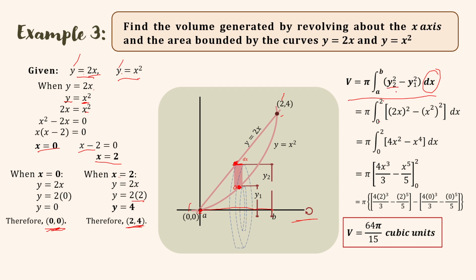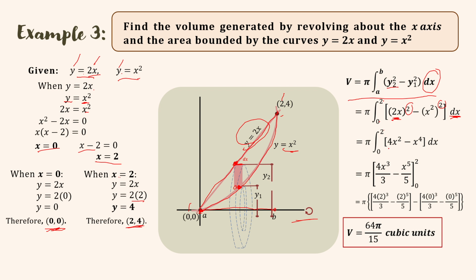Then substitute the value for y. Our value for y is equal to 2x here, and our y sub 2, because this is our upper function, is y equal to 2x. And the lower function is y equal to x squared. Then everything is squared here. So therefore this is 4x squared minus x raised to 4, and in terms of x, that is dx. And the bound is from 0 to 2.